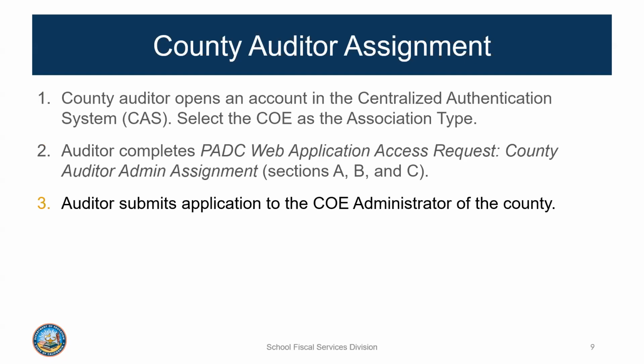The auditor would then submit this application to the COE administrator of the county. So our challenge here would be to let the county auditor know who at the COE is the COE administrator so that their document doesn't get lost. We expect that some COEs may reach out to their county auditors directly. If any county auditor is having trouble, they've been provided with our information. Hopefully they will contact us, and we can also provide the county auditor the name and contact information for the COE administrator of the county.